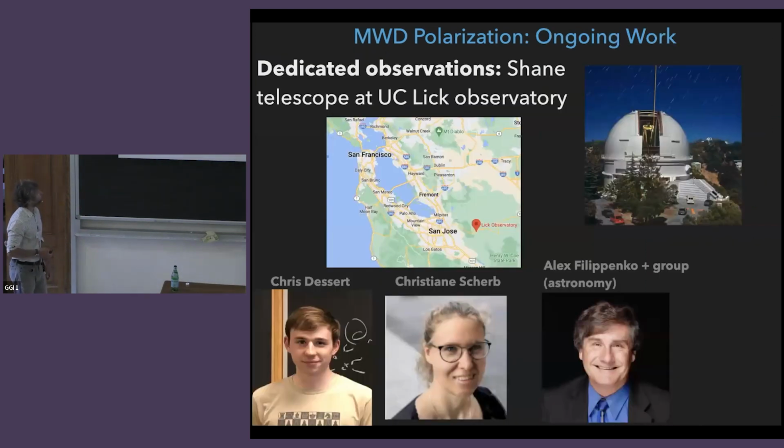So what are we doing now? We're trying to get our own data so that we can actually understand the data side of this better. We're trying to collect data at the moment from the Shane telescope at the UC Lick Observatory. Here's where I live in Berkeley, California, right next to San Francisco, and a quick 45-minute to 3-hour drive, depending on traffic, will take you to Lick Observatory. Chris and Cristiano, who's a postdoc at Berkeley, have teamed up with Alex Filippenko, an astronomer who can take this data to collect some dedicated linear polarization data.